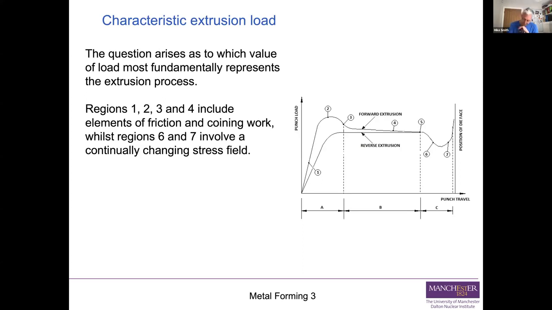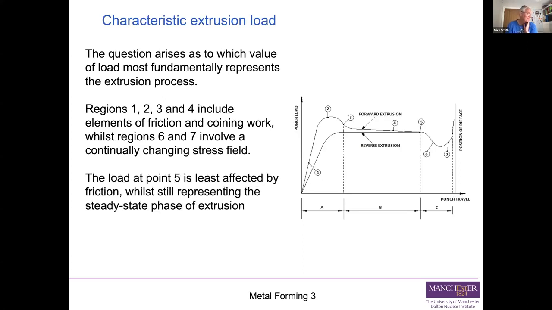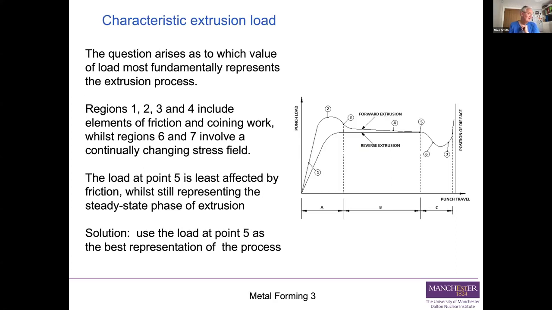So what he came up with is point 5, the load pretty well at the end of the steady state region with minimum friction, and that represents steady state conditions. That represents most of the process, where you have set up the extrudate coming out and you're just pushing the billet in and the extrudate is coming out. You haven't got the setting up and ending problems going on. And of course, point 5 is a good representation of reverse extrusion, because reverse extrusion has much less frictional force involved. So that's what he did.